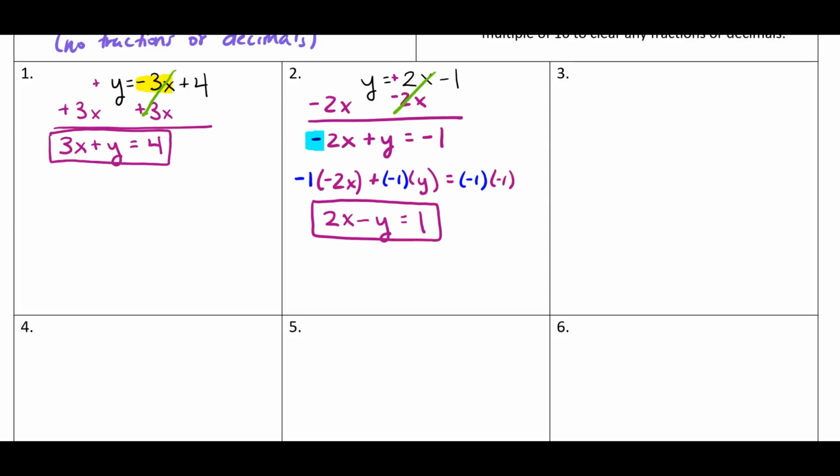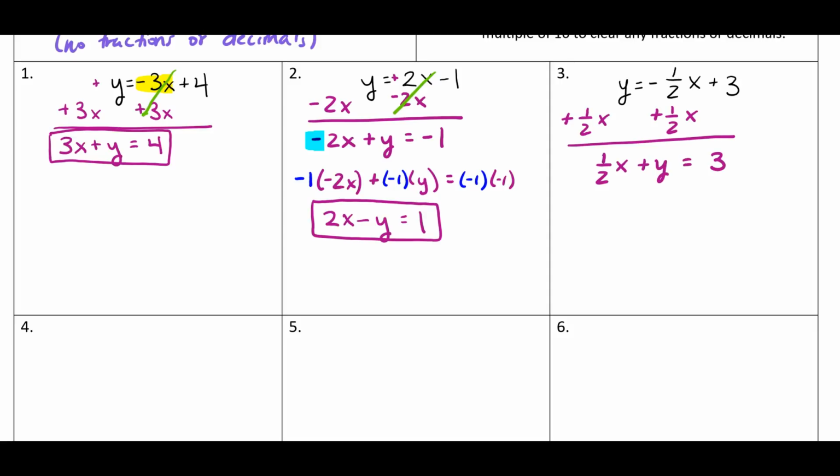All right, so let's look at number 3. y equals negative 1/2 x plus 3. So again, our first step is to add the x term to the left side. Add it to the same side as the y. So when we do that, we end up with 1/2 x plus y equals 3. Okay, and our 1/2 x's once again have canceled out.